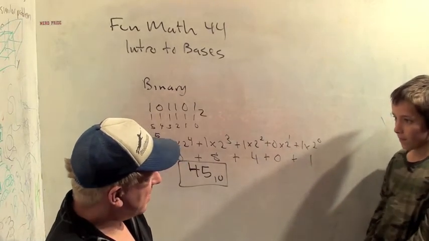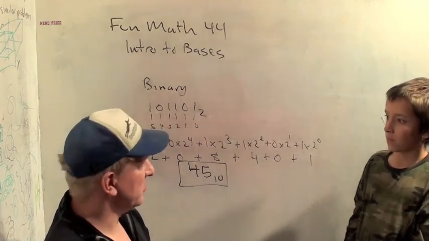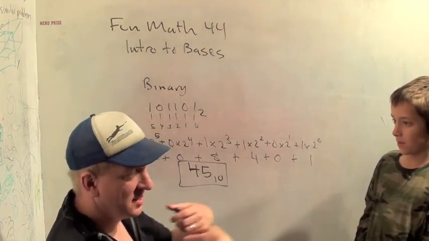So in base 10, multiplying by 10 is really easy, right? Because you just add a 0. In base 2, multiplying by 2 is easy because you just add a 0.